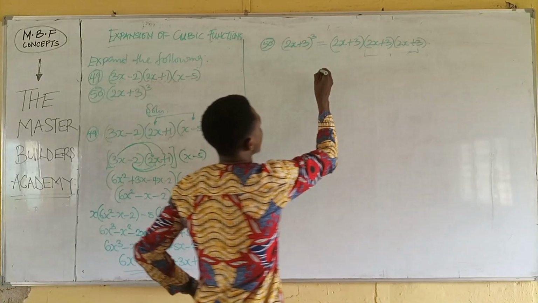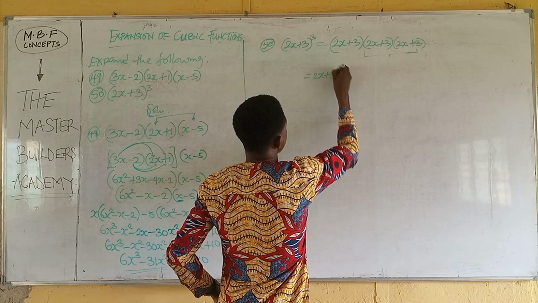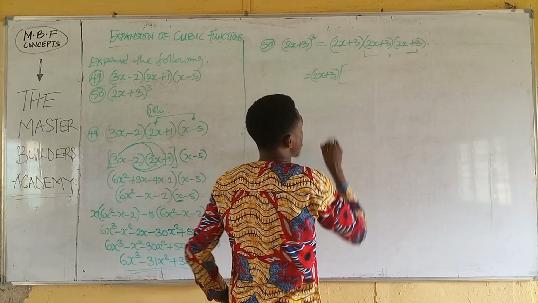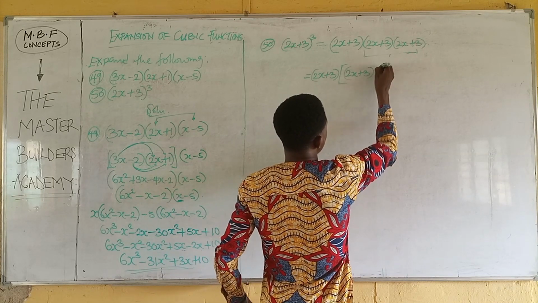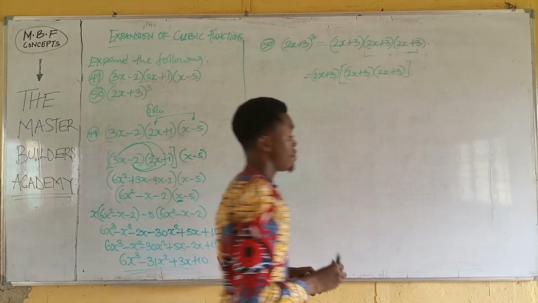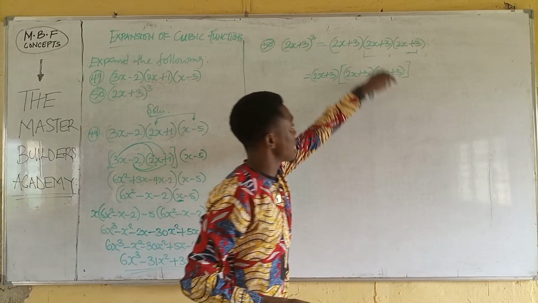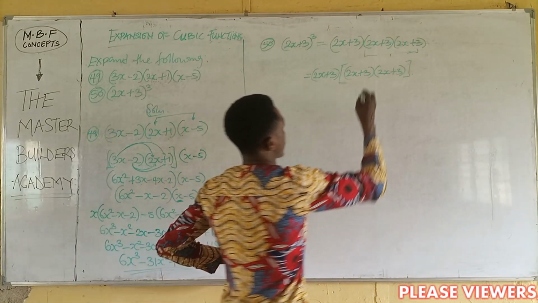Now at this point, this will have given us 2x plus 3, open bracket, now we use the square bracket, 2x plus 3, 2x plus 3. This is what we have. So this square bracket is showing that we have these last two brackets, right? Now at this point, what do we do to multiply out?